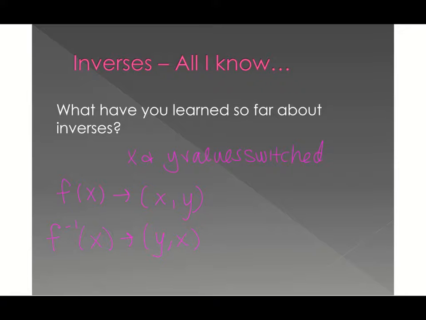Whether we're given a graph or a table, all we're doing is switching our x and y coordinates because we're reflecting over the line y equals x. So we're going to use this concept with inverses and switching x and y's to be able to write equations of our original functions.